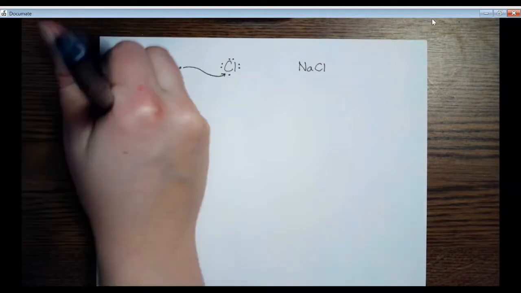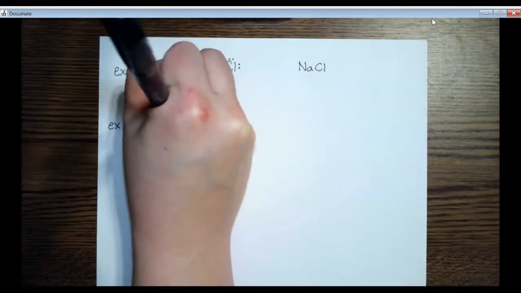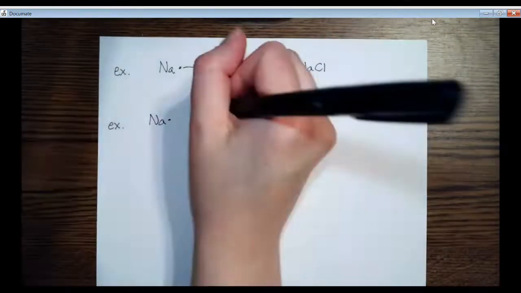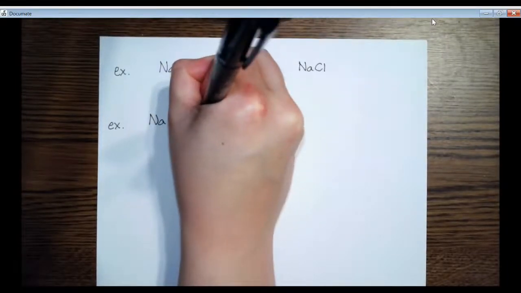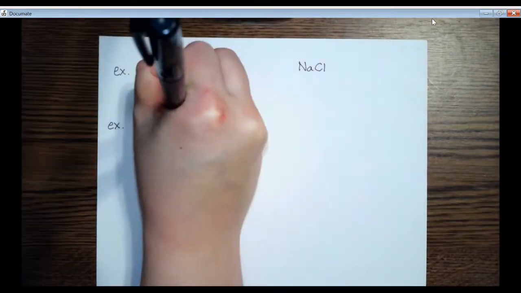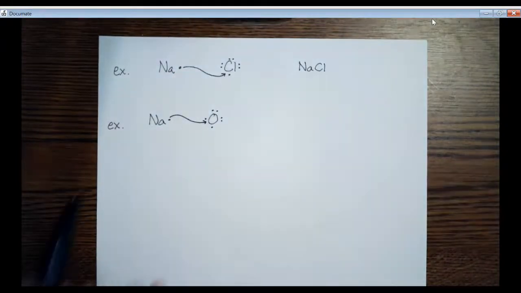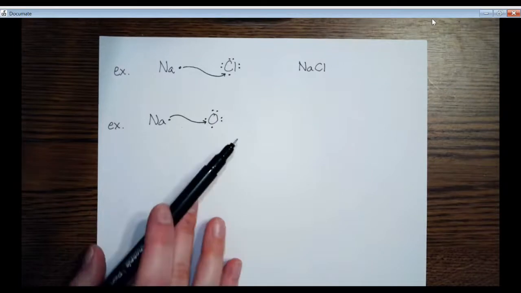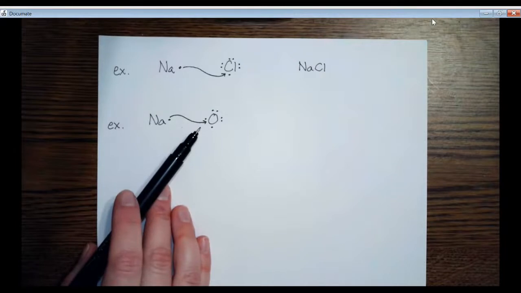Now, for my second example, I have sodium, which has the same Lewis dot as before, bonding with oxygen. So oxygen has the symbol O. It's in group 16, so it has 6 valence electrons. So go ahead and draw that. And now I'm going to have my arrow showing the electron moving from the metal to the nonmetal. So again, sodium is the metal, oxygen is the nonmetal. So I go ahead and draw that out. So sodium's lost all of its electrons, but oxygen only has 7 if we add 1 to it. So we're not quite done yet.